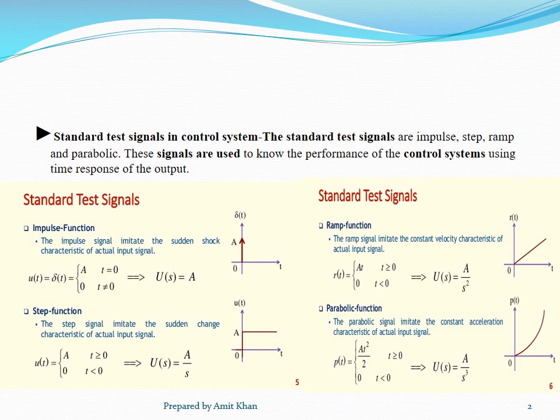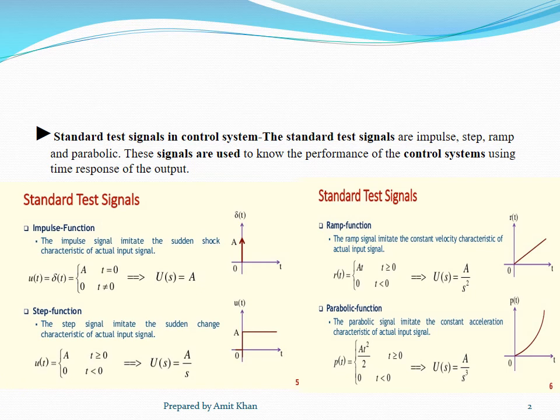For the impulse function, we get A when t equals 0 and we get 0 when t is not equal to 0, and its Laplace transform is A. For the step function, we get A when t is greater than or equal to 0 and we get 0 when t is less than 0, and the Laplace transform of the step function is A by s.